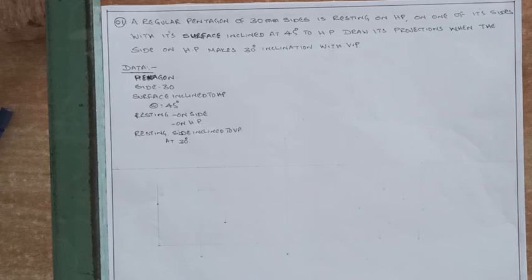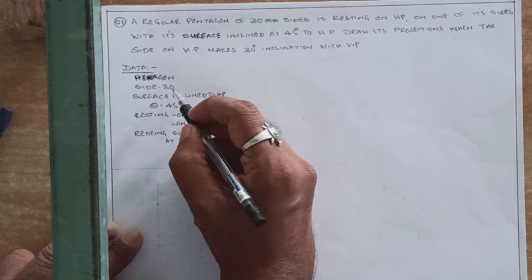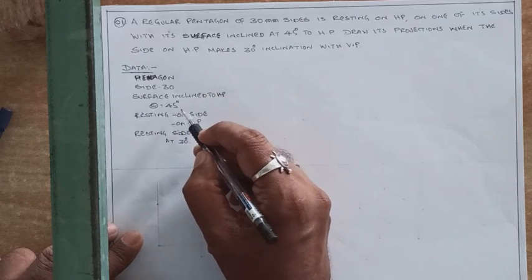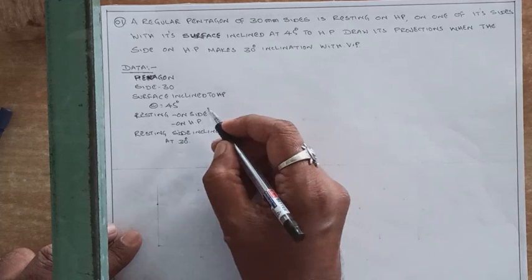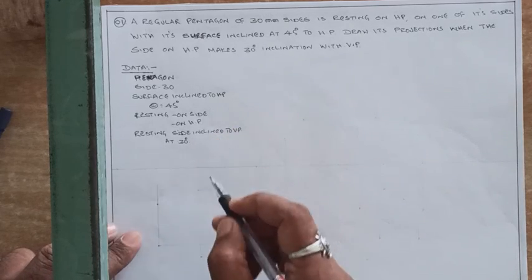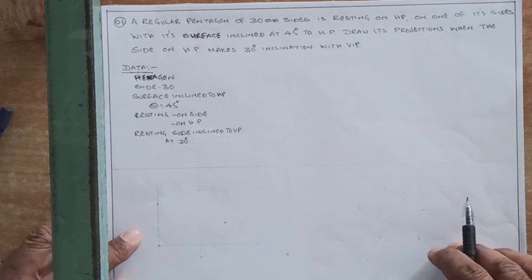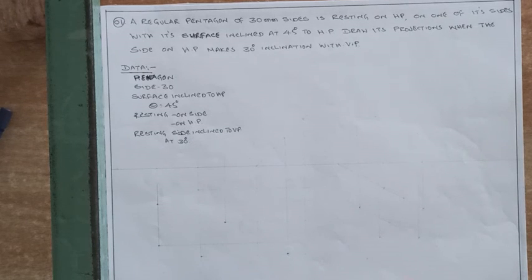Okay. Now here we will write the data. What is the data given? Pentagon plane lamina, side 30 mm, surface inclined to HP at 45 degrees, resting on its side on HP. The resting side is inclined to VP at 30 degrees.